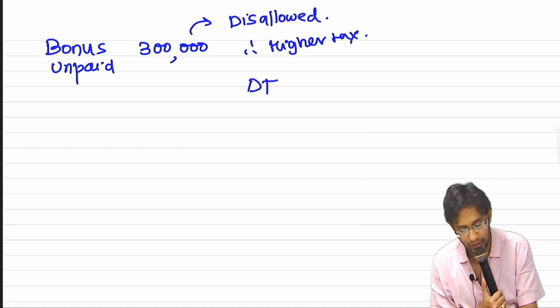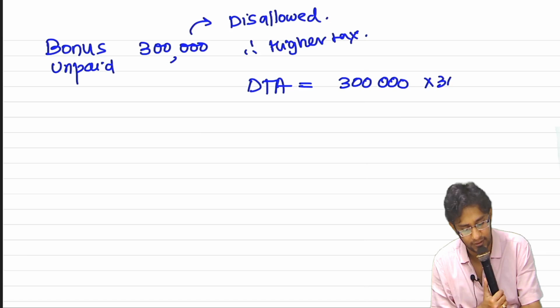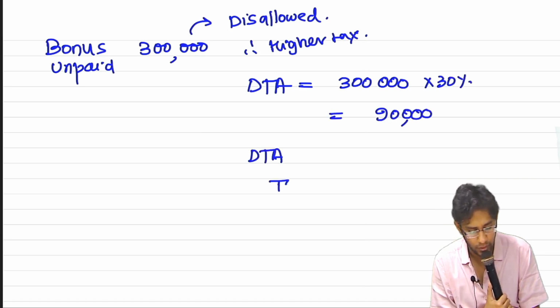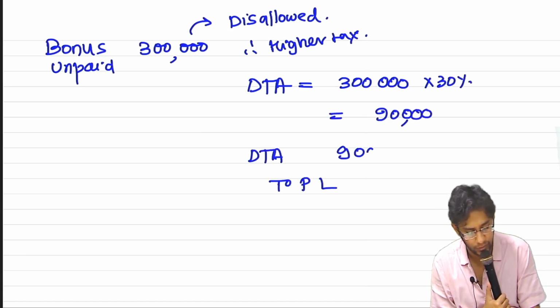So what is the DTA? You will create it on 3 lakhs, imagining a 30% tax rate, 3 lakhs into 30%. So I should write an entry called DTA to P&L with that amount.